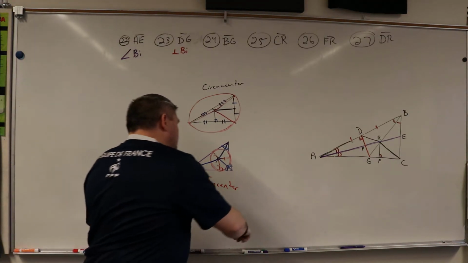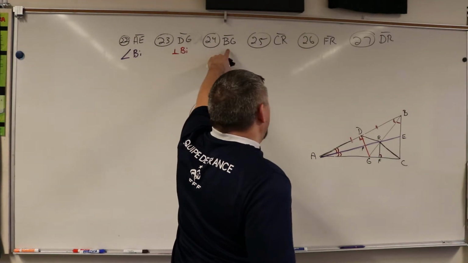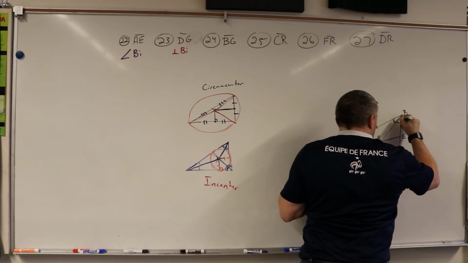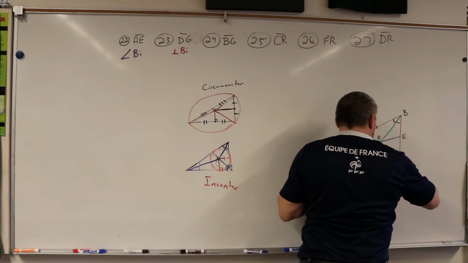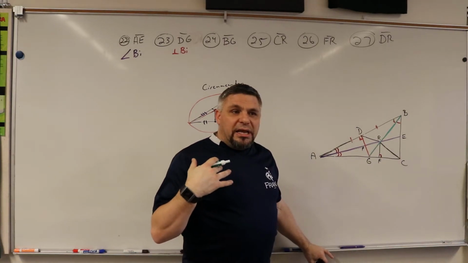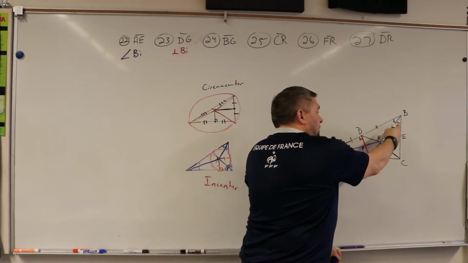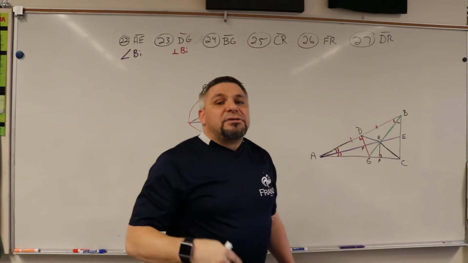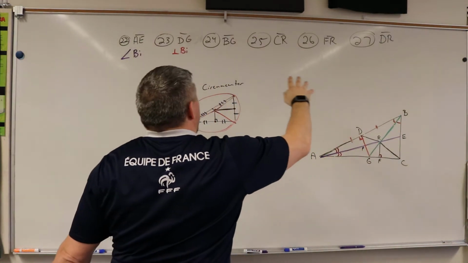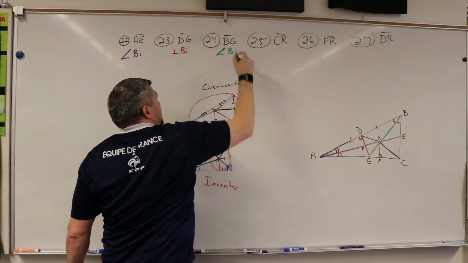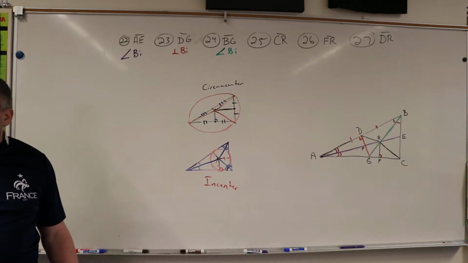And then we'll look at BG. BG is this one, right? And does it cut an angle in half? Yeah. Are these equal? Yeah, they are. So it cuts that angle in half. So it's called an angle bisector. Is that right? Okay.